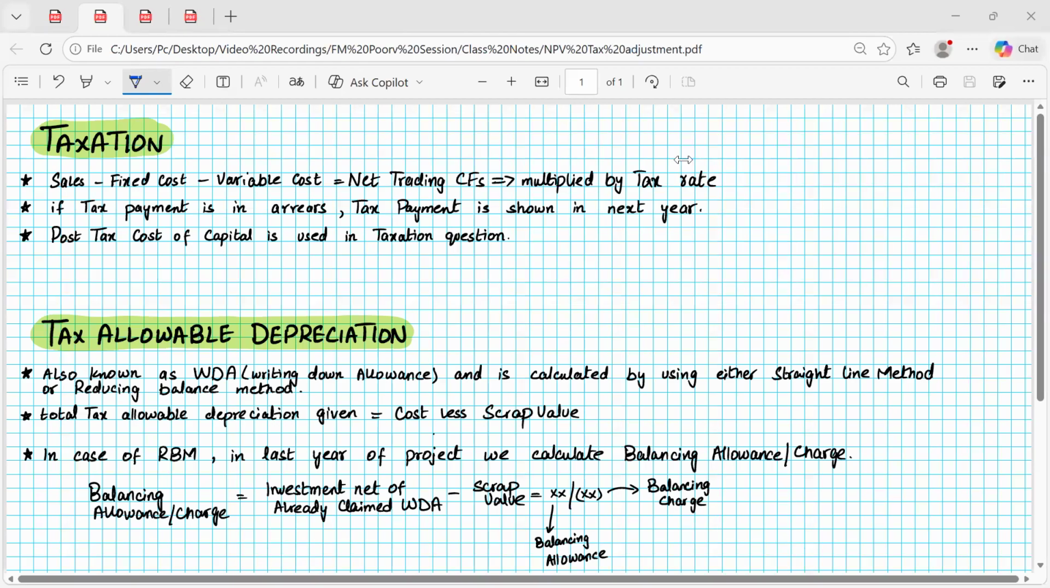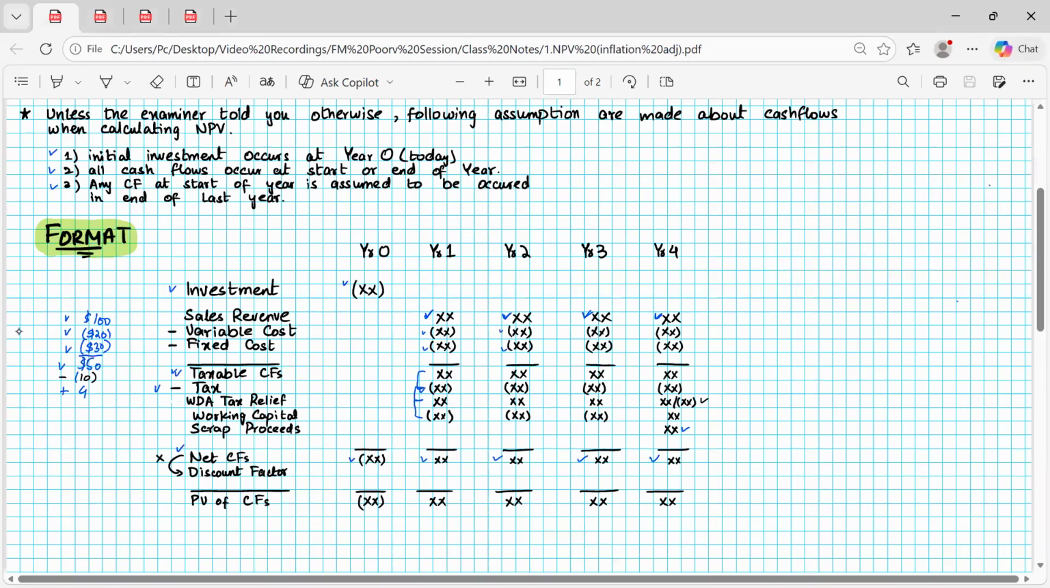So in today's class, the adjustment that we are going to talk about is the taxation adjustment in the NPV format and the working capital adjustment in the NPV format. If you look at the NPV format, you can see sales revenue. Then from the sales revenue, you deduct the variable cost, and from that you deduct the fixed cost. You get the taxable cash flows. Taxable cash flows means the cash flow on which you charge the tax.